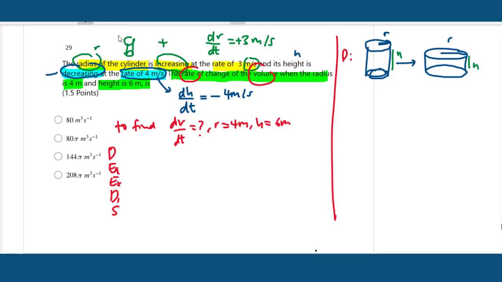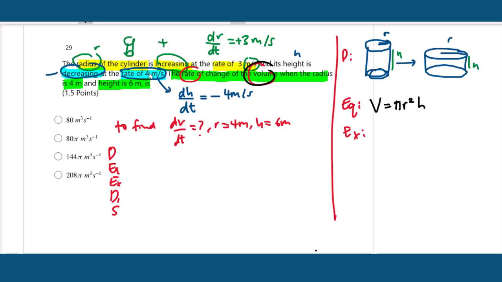Then the equation. The question mentions volume, so find the volume for the cylinder. Volume is pi r squared h. The next step is to express it in a single variable. Now check, is there any info to relate r and h? What is the connection between r and h?